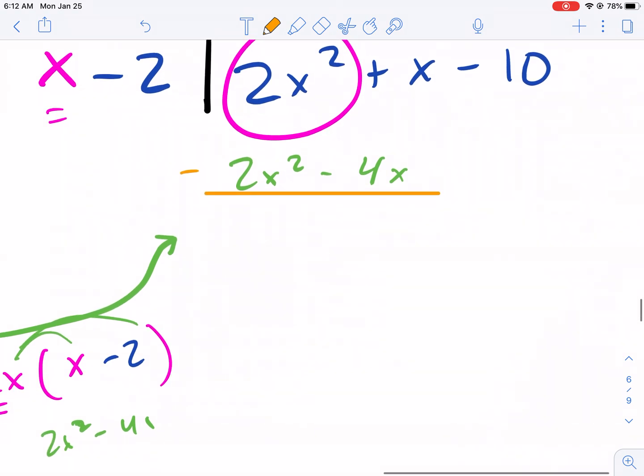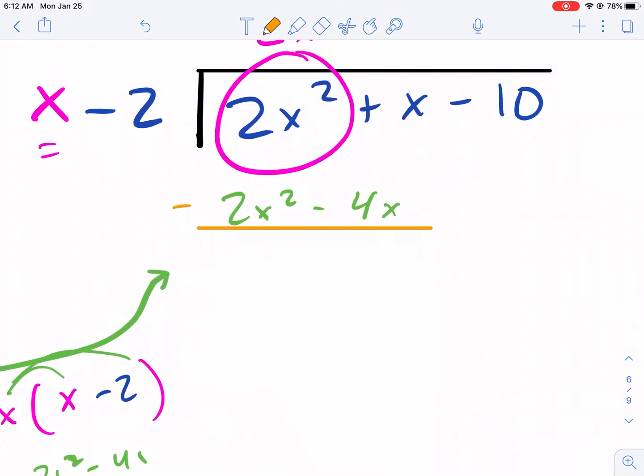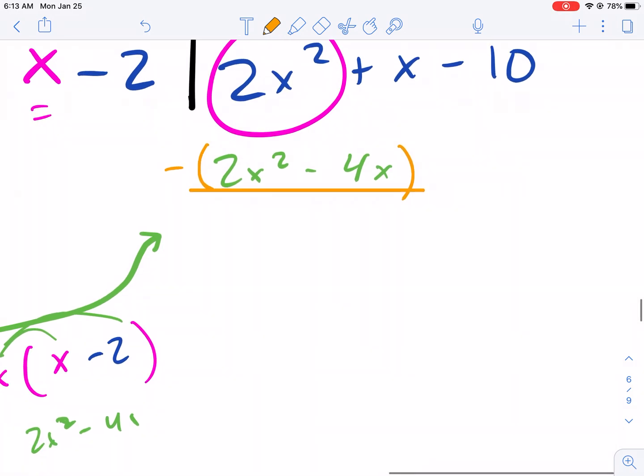And we're going to see what we get. So we get 2x squared plus x minus 2x squared minus 4x. This is the part that's tricky that I don't really care for, but this is just the nature of the beast. We have to put this in parentheses. Okay, that means we're doing 2x squared minus 2x squared. That's going to give us 0, x squared, if you want to write that.